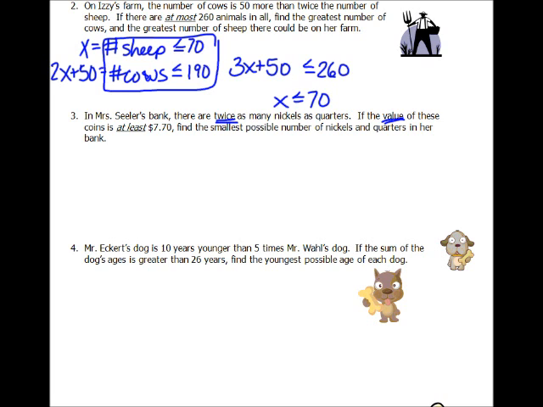Okay? So watch what I do here. Let's see. There are twice as many nickels as quarters, so we're going to start as usual. I'm going to let x equal the number of quarters, right?